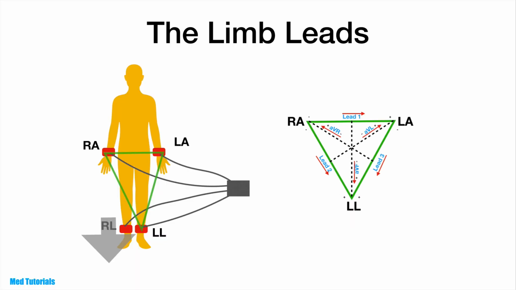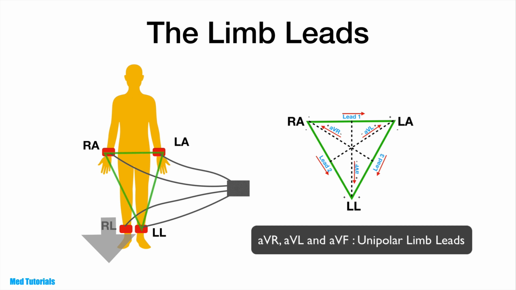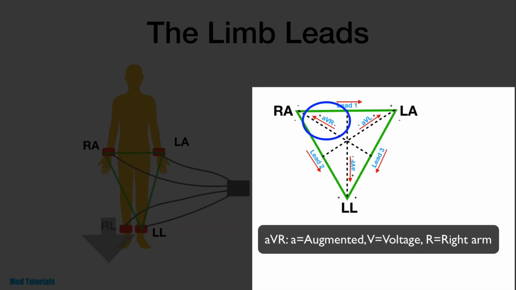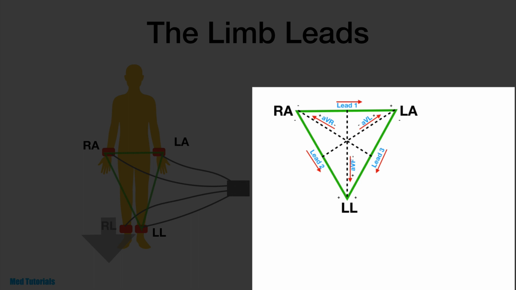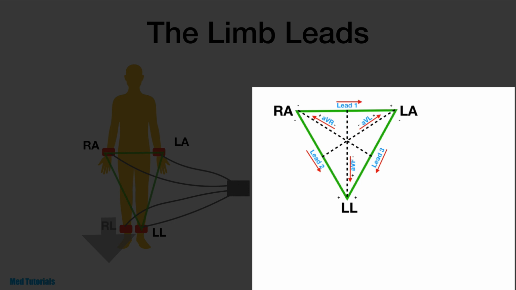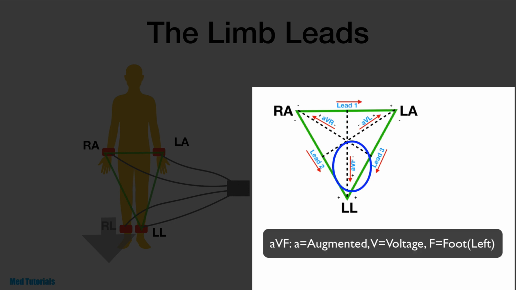The next 3 limb leads are called unipolar as they are directed to a single lead. They are also called augmented leads because the voltages recorded by the electrocardiograph have been augmented by 50% over the actual recorded voltages. So we understand the lead name as an abbreviation. AVR stands for Augmented Voltage Right Arm. AVL, Augmented Voltage Left Arm. And AVF, Augmented Voltage Foot.